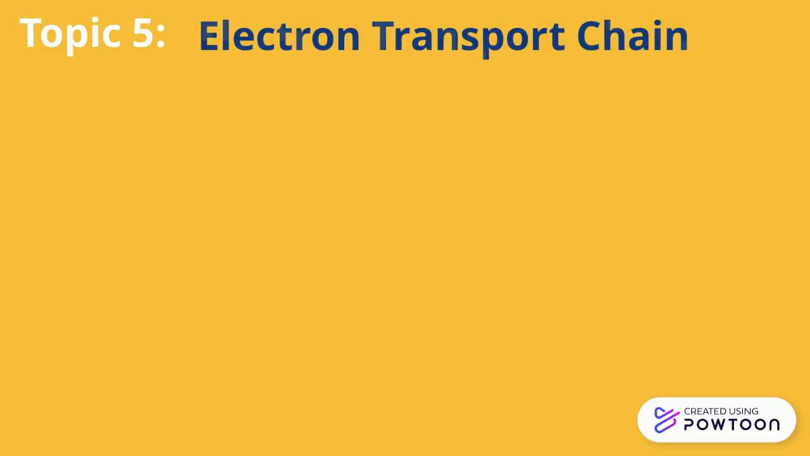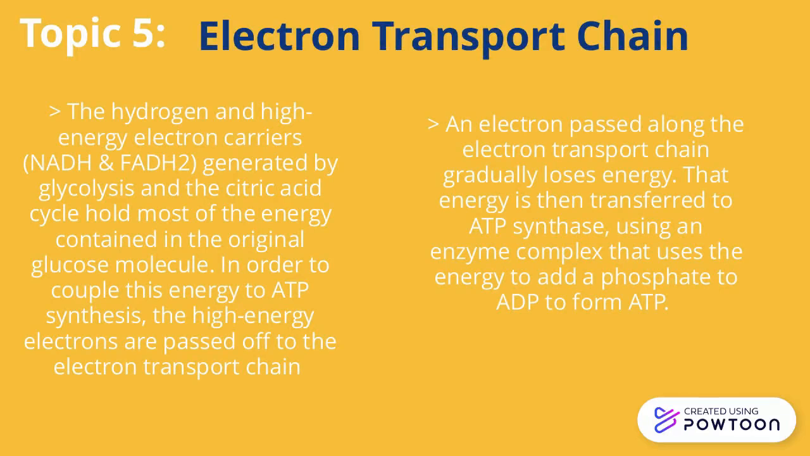For this slide, we're going to be going over the electron transport chain. The hydrogen and high-energy electron carriers generated by glycolysis in the citric acid cycle hold most of the energy contained in the original glucose molecule. An electron passed along the electron transport chain gradually does lose energy. That energy is then transferred into ATP synthesized using enzyme complex.